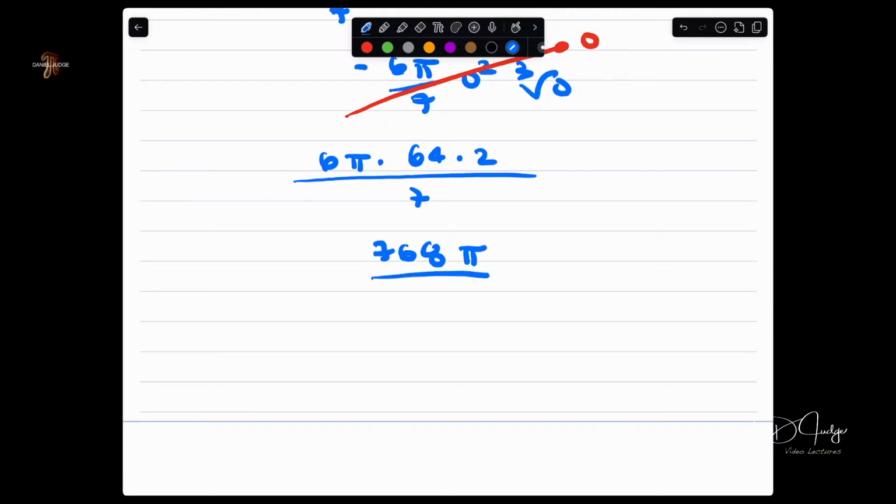768 pi over 7. I'll double check my work.